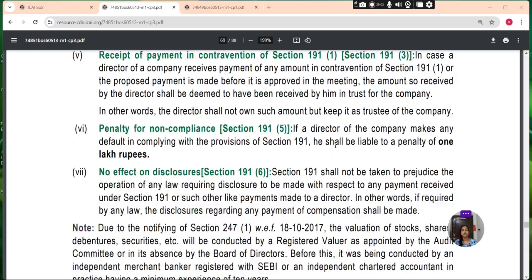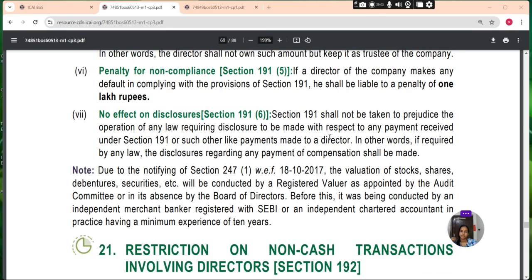No effect on disclosure. Section 191 shall not be taken to prejudice the operation of any law requiring the disclosure to be made with respect to the payment received under Section 191 or such other like payment made to the director. In other words, if required by any law, the disclosure regarding any payment of compensation shall be made.